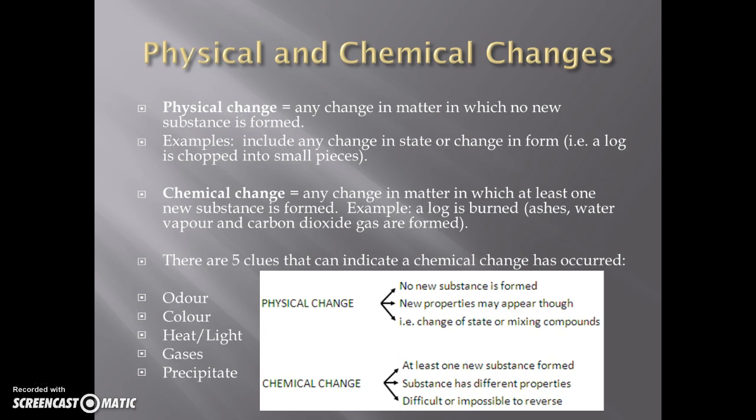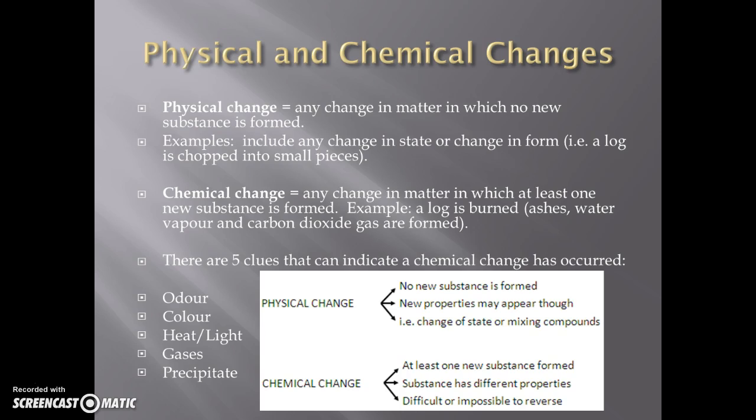Same with water. If you're boiling water, you have liquid water, you heat it up, and it becomes a gas. It's still water, it's just in a different form. A chemical change, on the other hand, is any change in matter in which at least one new substance is formed. So now you've got your log, you've chopped your logs, you're burning your logs, you're creating ashes, water vapor, carbon dioxide. So you're creating these new substances, and there are indicators that a chemical change has occurred.